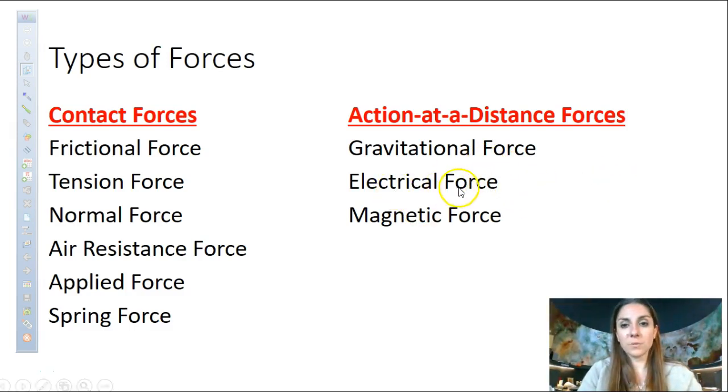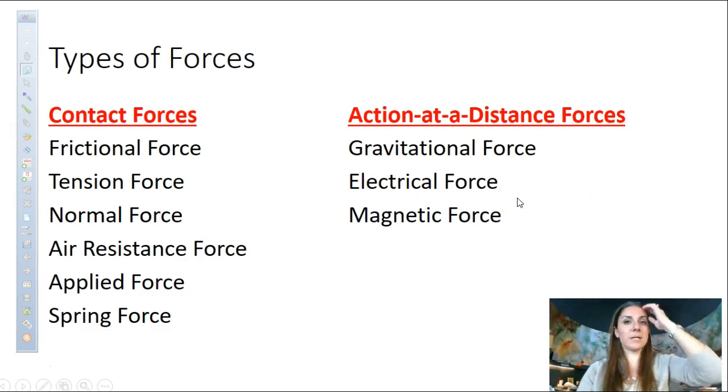So we have the gravitational force and the electric force. We won't do electric force until after, second semester. And the magnetic force we won't even talk about, at least in this course, unless they're doing a college course, then yes, we'll cover this. But in the high school course, we won't cover this.